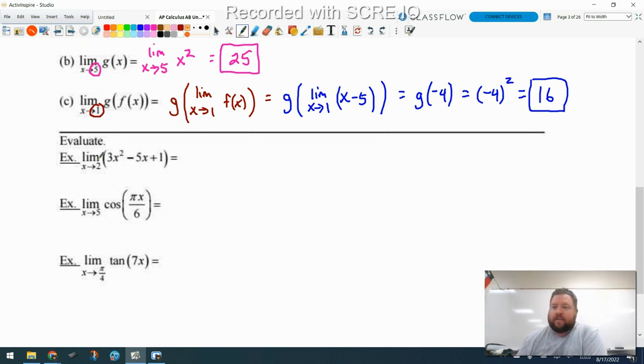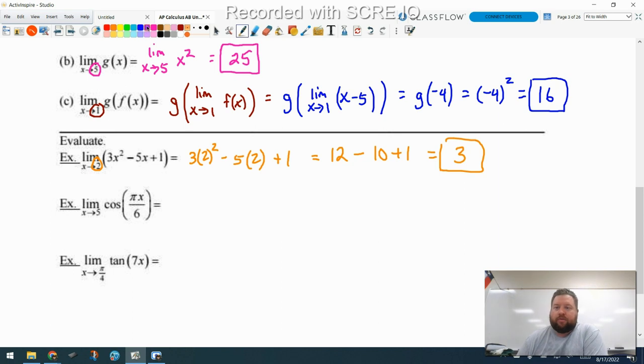We have the limit as x approaches 2. So I'm going to be plugging 2 in. 3 times 2 squared minus 5 times 2 plus 1. All right, so that is 4 times 3 is 12. 5 times 2 is 10 plus 1. 12 minus 10 is 2 plus 1 is 3.